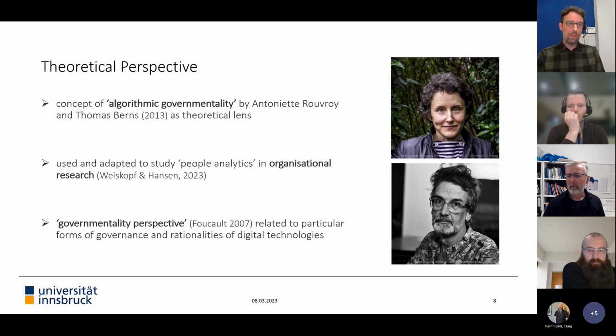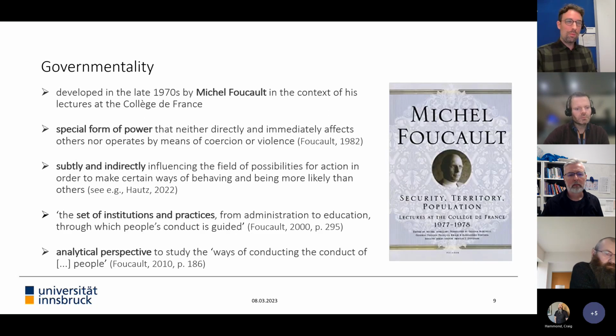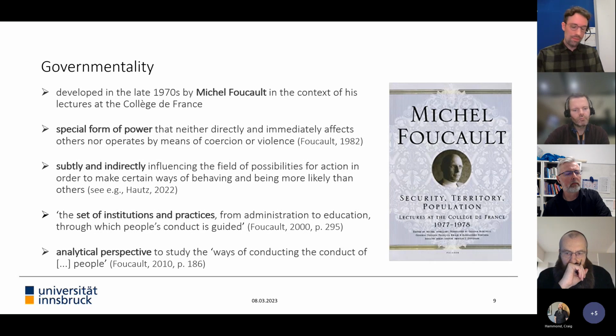So this perspective, algorithmic governmentality, takes up the governmentality concept from Foucault and extends it to the special rationalities and logics of digital technologies. Just shortly, on one slide: what does governmentality mean? Foucault developed this concept. So we are speaking about the French philosopher and historian Michel Foucault. He developed this concept in the late 70s in his lectures, and these lectures are published in the book Security, Territory, Population. He developed this concept to refine his analysis of power.